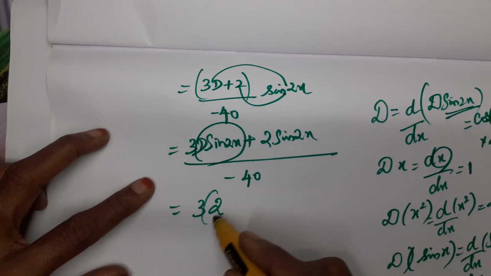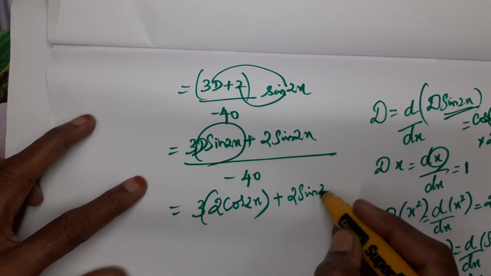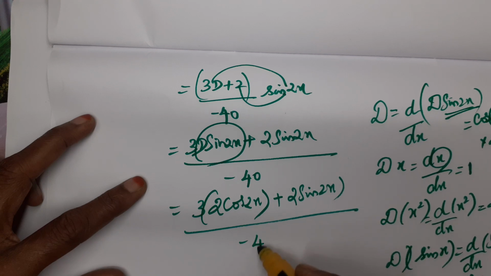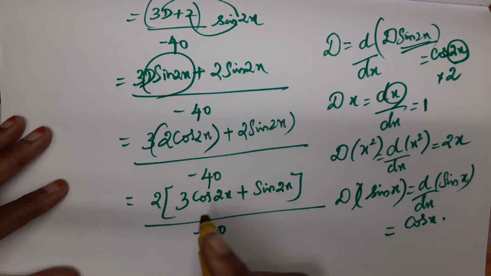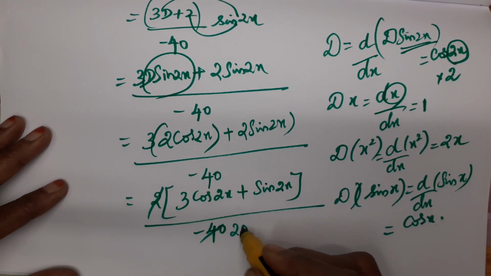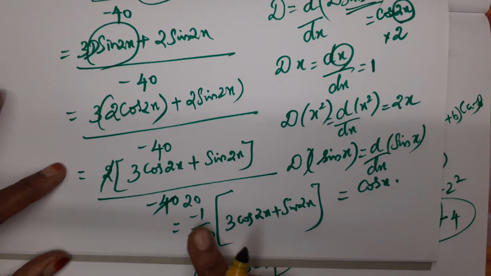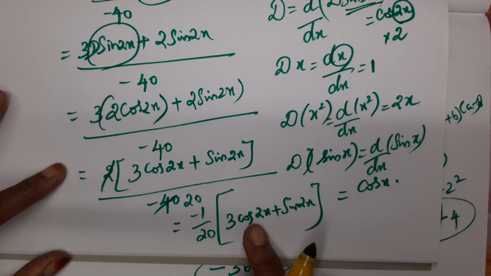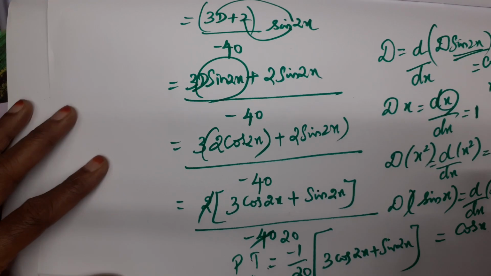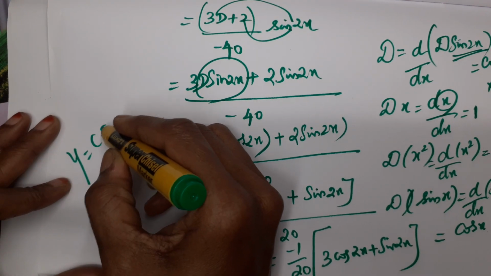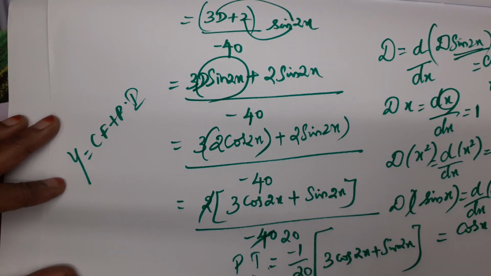So 2 cos 2x plus 2 sin 2x divided by minus 40. Both the terms have 2 common, so I have taken that out. Then after cancellation, we are getting minus 20 in the denominator. So it is finally minus 1 by 20, 3 into cos 2x plus sin 2x. This is our PI. How to write the general solution? Y is equal to CF plus PI. We have to write CF and PI and add them and give the final answer.